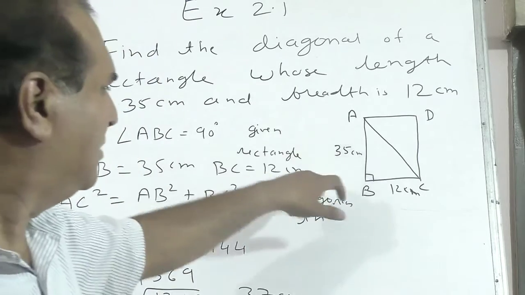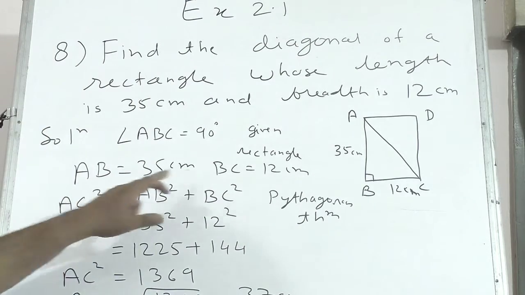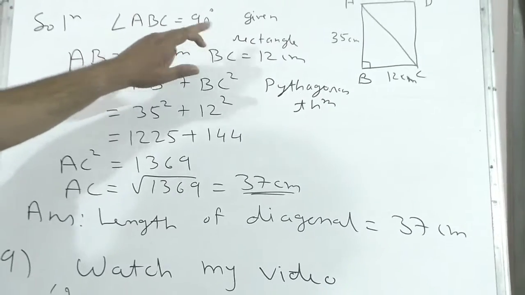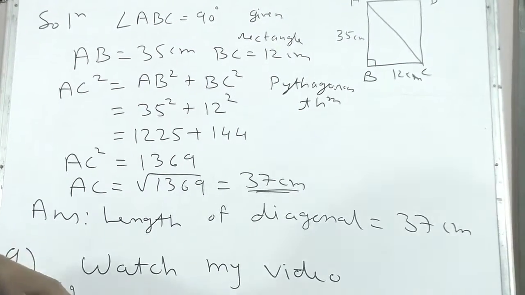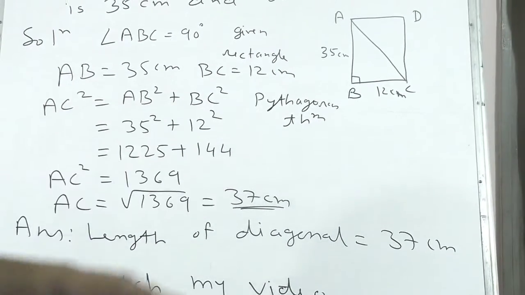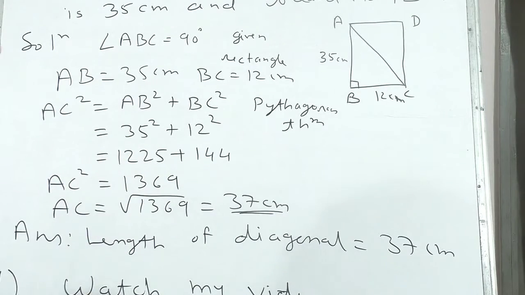Okay? Pythagoras, this is the hypotenuse, opposite the right angle. Okay. So AB 35, BC 12, angle ABC 90 degree because it is given a rectangle. So by property of rectangle, you can write the reason. So AC square is AB square plus BC square, Pythagoras theorem. 35 square plus 12 square, 1225 plus 144, 1369. AC equal to root 1369.